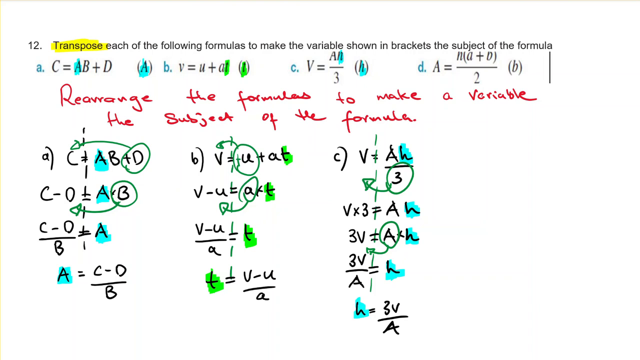Lastly, let's do D, where it's asking us to make B the subject of the formula. We've got area equals a half, A plus B, times height. That's the formula of a trapezium, area of a trapezium. So h times A plus B over 2. And I'm looking to make B the subject.